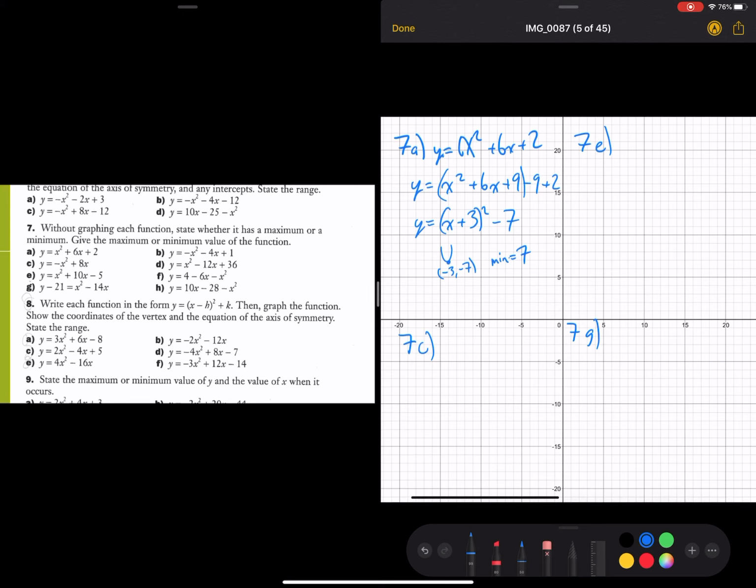Let's do 7C. 7C is the following. Y equals minus x squared plus 8x. Take out the minus. Y equals minus x squared plus 8x. Is that 8 or 8x? 8x. Now what do we want to do to 8? Divide by 2 and square. 8 divided by 2 squared is equal to 4 squared, which is equal to 16.